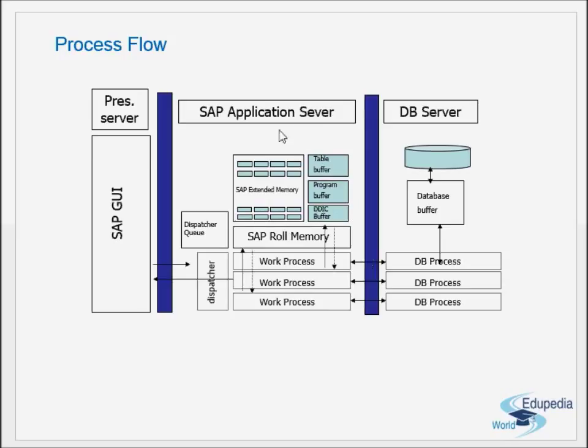And this entire thing is known as the shared memory, and the shared memory is specific to the application server. In an SAP system, you will have n number of instances, n number of application servers, and each application server has some shared memory. So that is about the memory which is assigned to a work process.